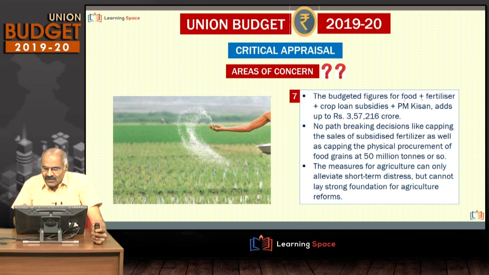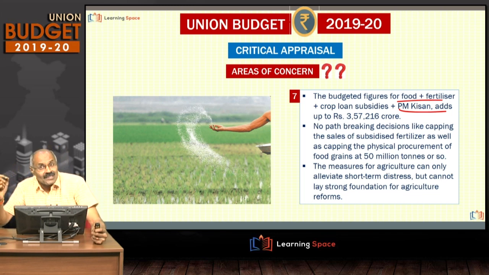Then the budgeted figures: food subsidy, fertilizer subsidy, crop loan interest subvention schemes, then PM Kisan, all come to around 3.5 lakh crores of rupees. Friends, these are only short-term measures. In the long term, what is important is R&D in agriculture, because climate change is imminent. Friends, measures in that direction are in fact absent. Whatever measures government is taking are short-term, but long-term measures to revive the agriculture sector are missing.